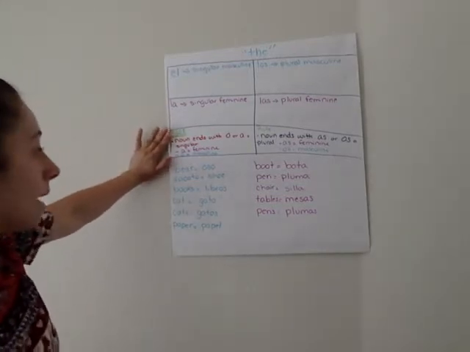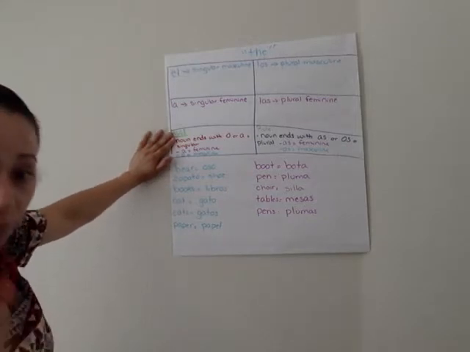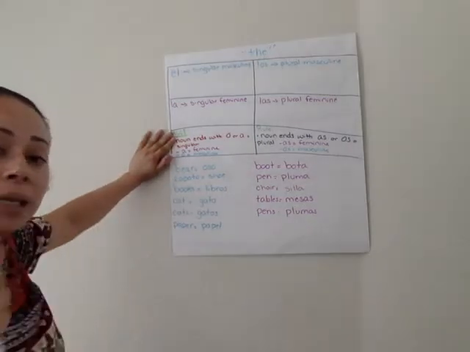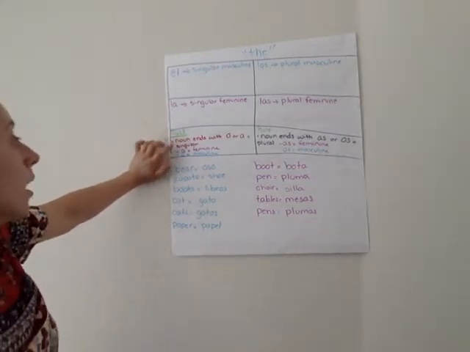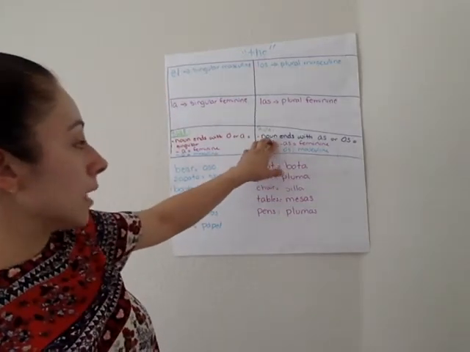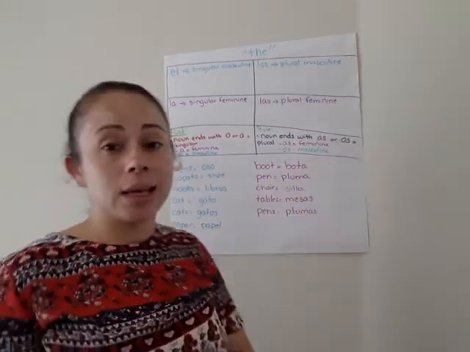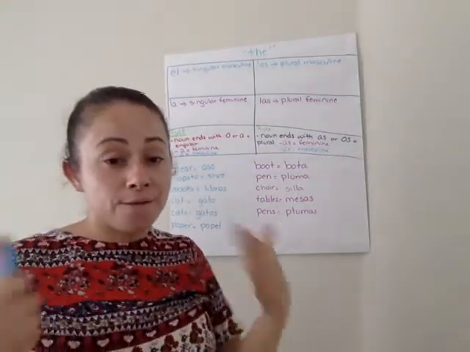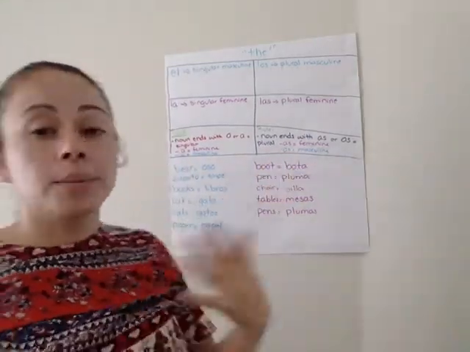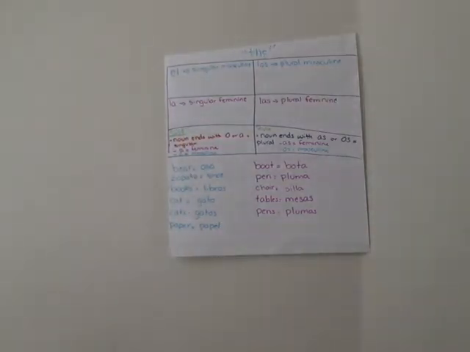So if your noun ends with an O or an A, you know that it's singular form. O meaning masculine, A meaning feminine. Okay? Now, the other rule states that if your noun ends with an AS or OS, it is considered plural. So, AS meaning feminine and OS meaning masculine. Okay? So, let's go ahead and do these together.